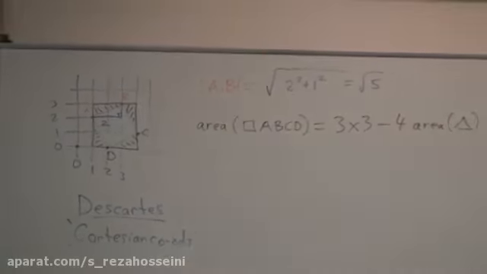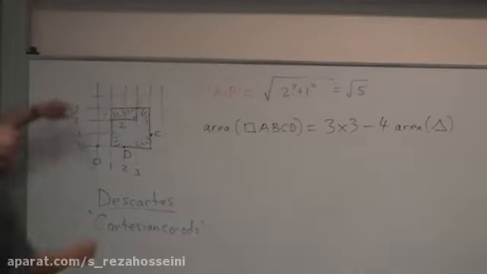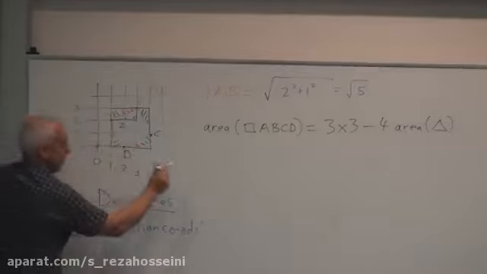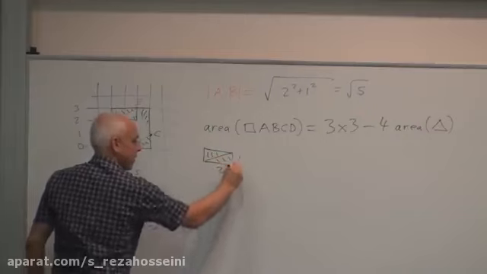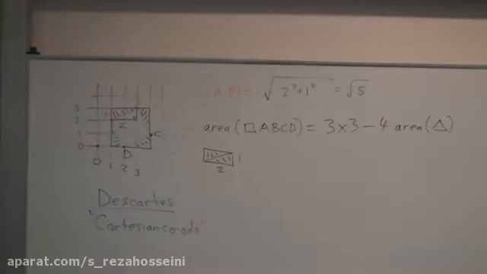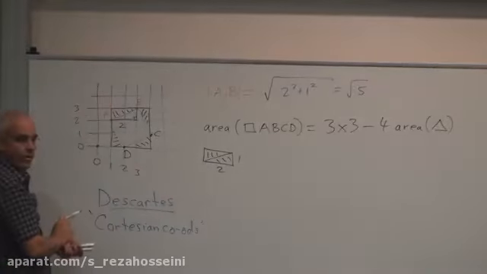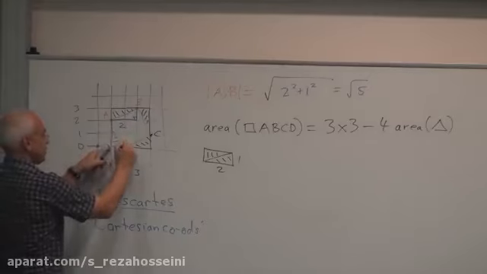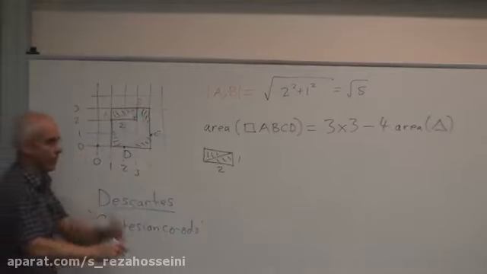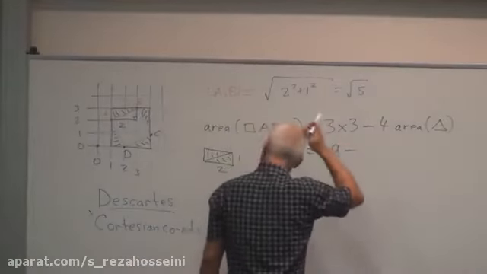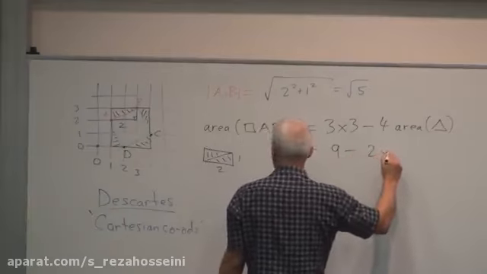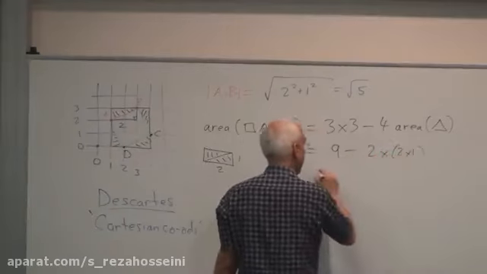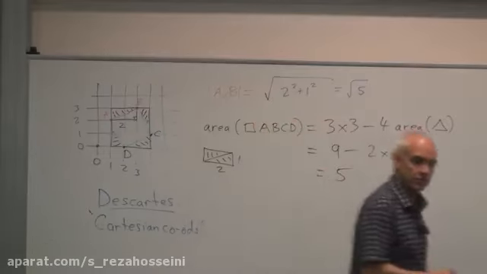Can we figure out what the area of the triangle is? Yeah, that's pretty easy, because say we could put this triangle and this triangle together. We get a rectangle, sides 2 and 1. So this area plus this area is going to be 2. And this area here of this little triangle and this little triangle also add up to 2. So this is going to be 9 minus the sum of the black triangles, which is 2 times 1. So altogether, 5.